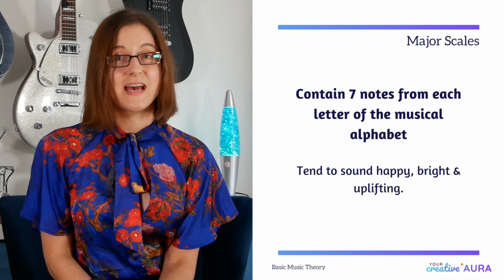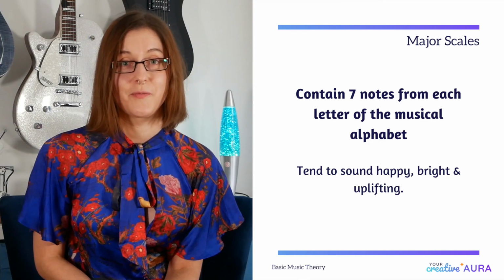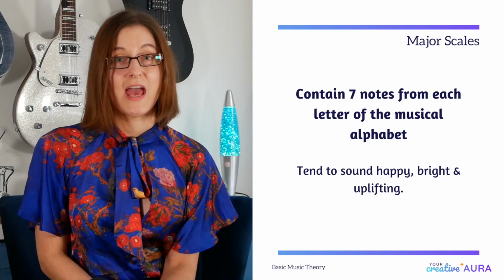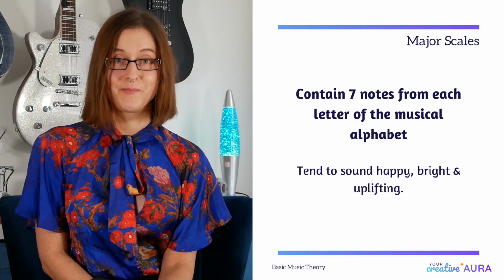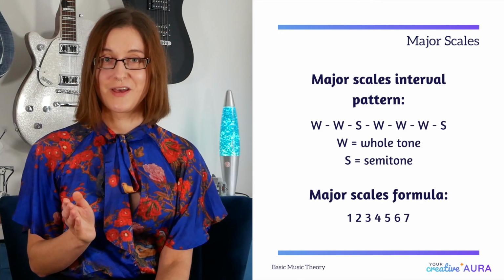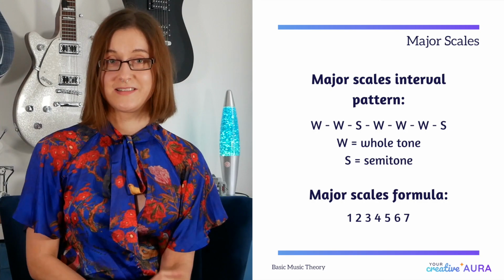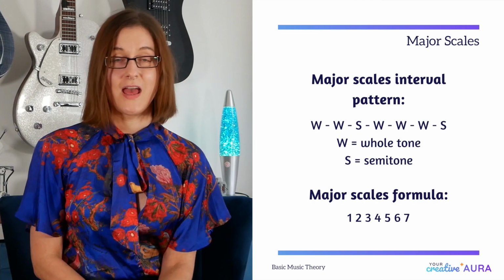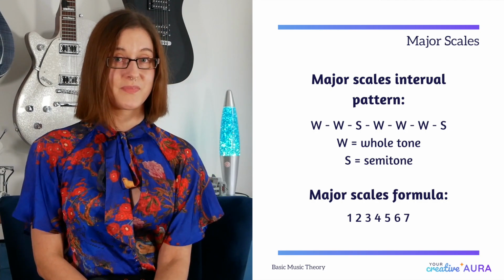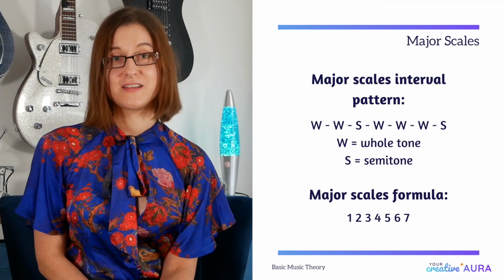Now this scale tends to have a sound that is happy, bright and uplifting, and it follows a music interval pattern of whole tone, semitone, whole tone, whole tone, semitone. And the major scale formula is 1, 2, 3, 4, 5, 6, 7.